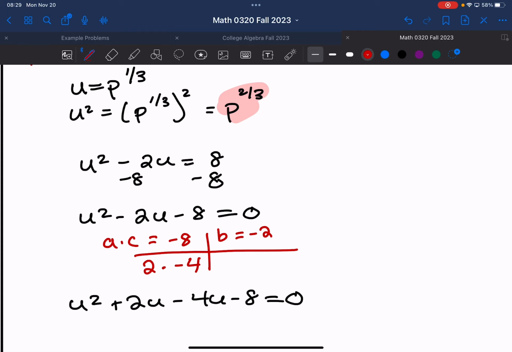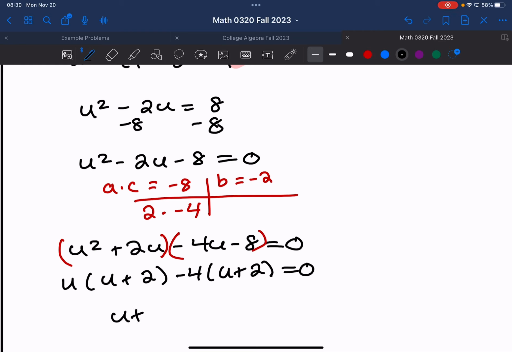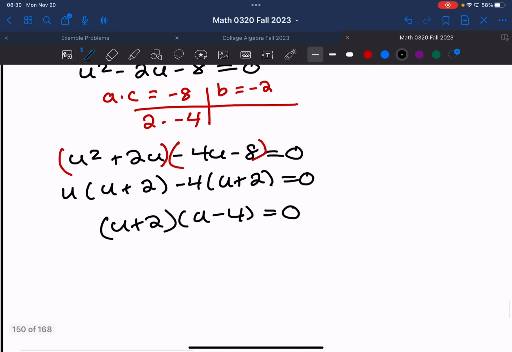After we do the AC method, we always do factor by grouping. Always factor by grouping. Next. So looking at the first parenthesis, what can we take out? A u, and we're left with u plus 2. And if we want our parentheses to match, what would we take out? A -4, because we want to be left with that u plus 2. So that means we have u plus 2 and u minus 4 is equal to 0. What's my next step?